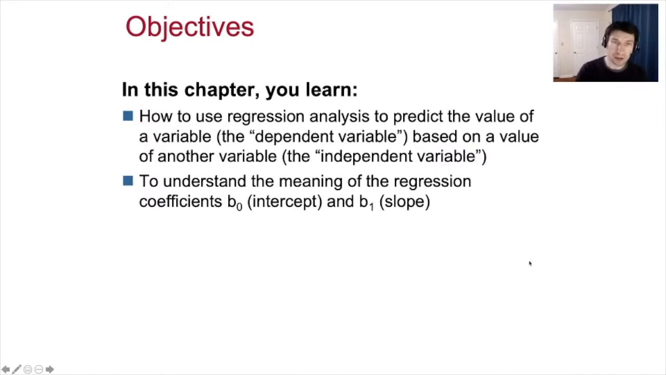So the objectives of this chapter are for you to learn how to use regression analysis to predict the value of a variable based on the value of another variable. The variable we're trying to predict is called the dependent variable. The variable used to predict the dependent variable is called the independent variable. And of course, the other objective is for you to understand the meaning of the regression and the regression coefficients, the intercept and the slope.